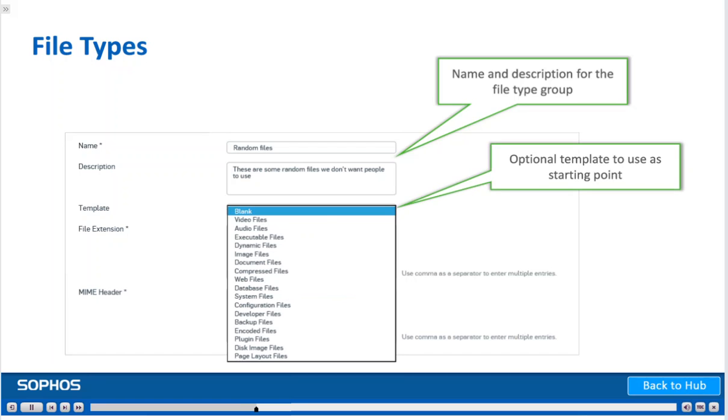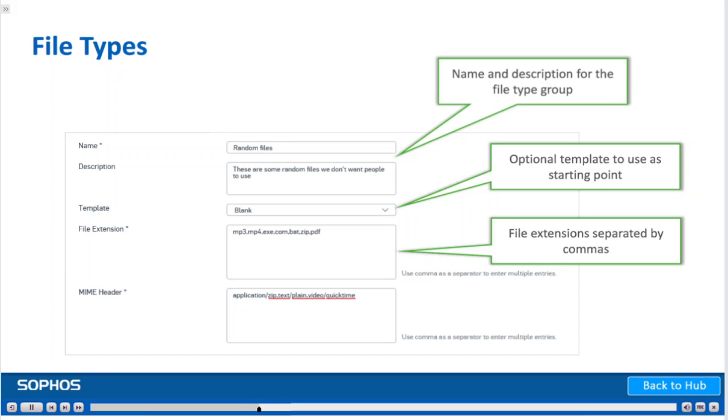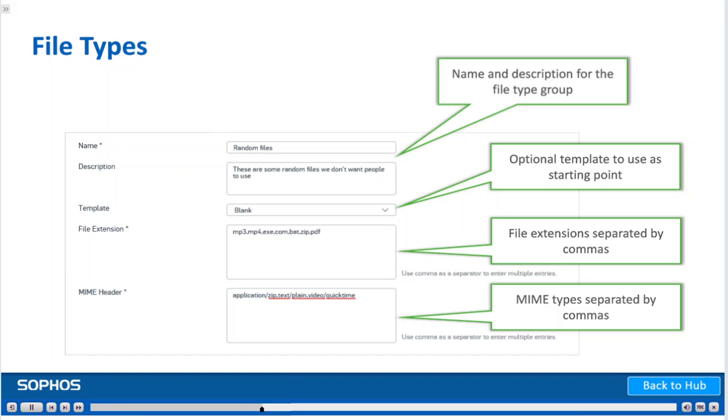Administrators have the option of selecting a template that will populate the extension and MIME fields with the most common entries for the template type. File extensions can then be added to the template or typed into the blank field, separated by commas. Do not include periods in the file extensions. MIME headers will help identify file types in case the extensions have been modified to try and bypass the filters. MIME types can be found by doing simple web searches on the Internet.